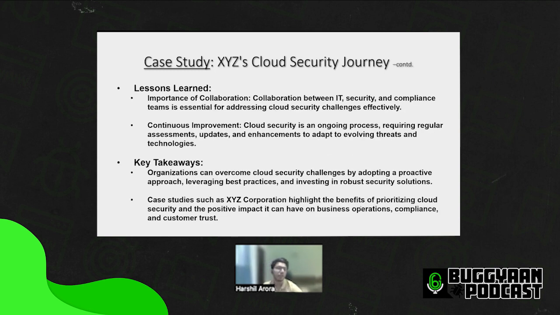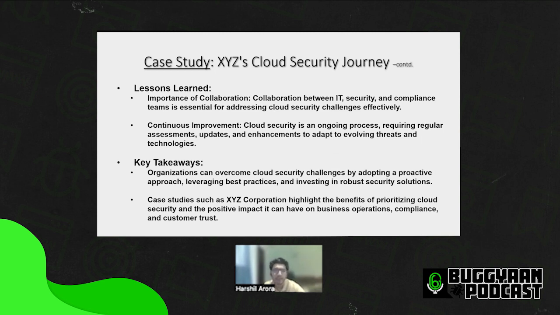So the two lessons which we can take out from the case study is, first, the collaboration. It's very important for all the teams in the company to be security focused, be it IT, be it the dedicated security and compliance team, or just the developer team. All need to be on the same page related to security and understand the critical nature of cloud and any kind of resources we are using online. So the team should be collaborative to approach security.